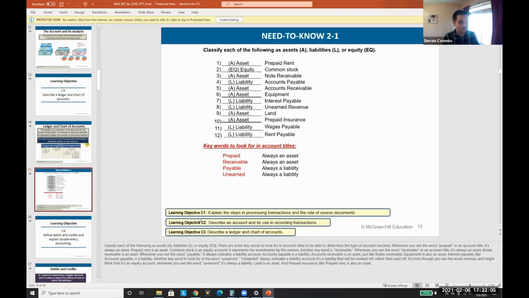So practice this. Keywords, I like this. If it's prepaid, it's always an asset. If it's a receivable, it's always an asset. If it's a payable or unearned, it's always a liability. Another thing to add here is deferred. If you hear the word deferred, it's a liability.